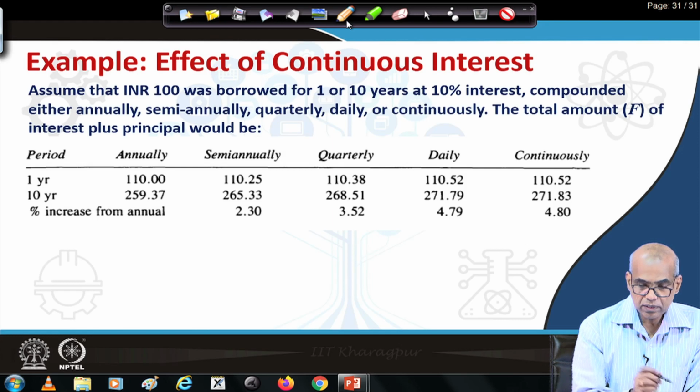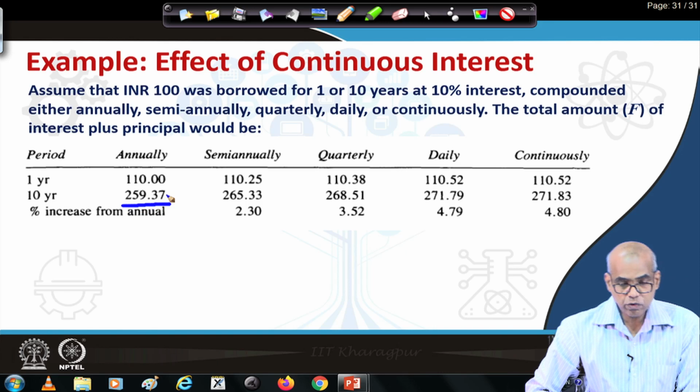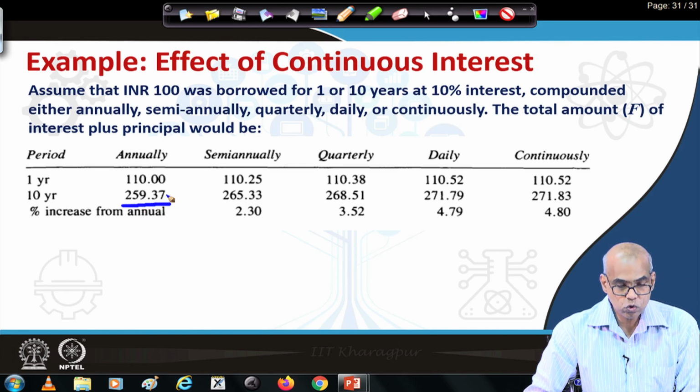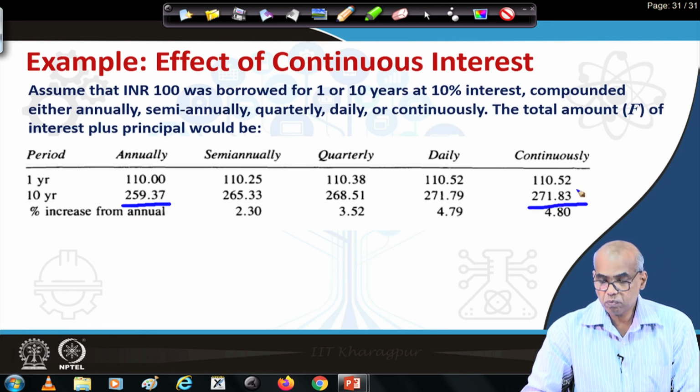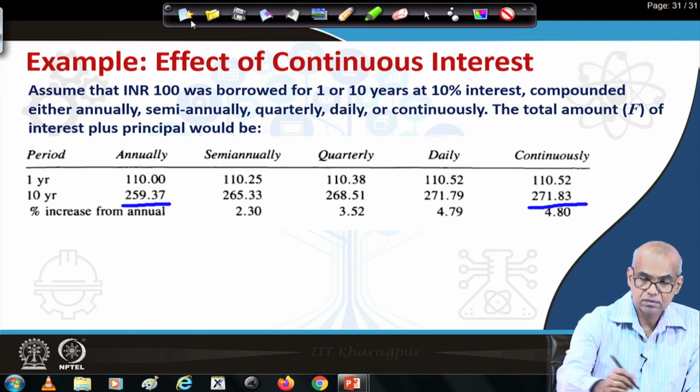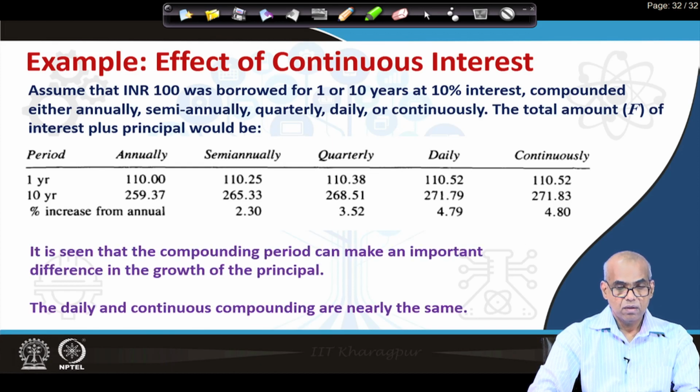So, if you look at the figures for 10% 10 years, annual compounding will yield rupees 259.37, but continuous compounding at the end of 10 years will yield 271.83. So, there is a good amount of difference between annual compounding and continuous compounding. It is seen that the compounding period can make an important difference in the growth of the principal. However, the daily and continuous compounding are nearly the same.